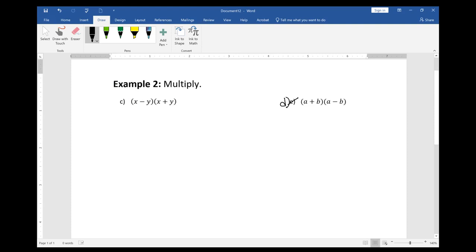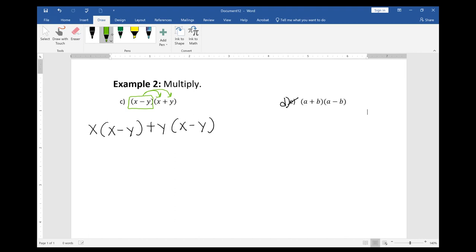Example 2, Part C. Multiply x minus y times x plus y. So we will begin by distributing x minus y into x plus y. So we're going to multiply x minus y times x and x minus y times y, leaving us with x times x minus y plus y times x minus y.